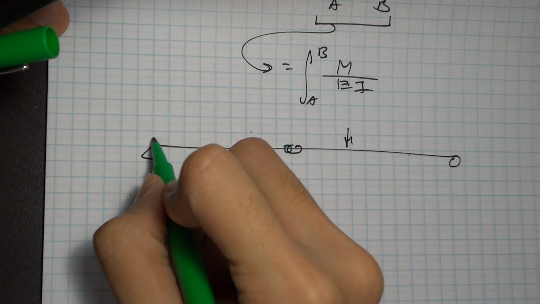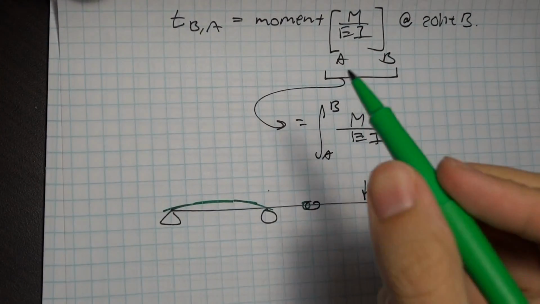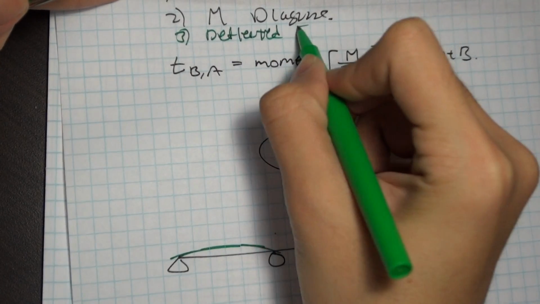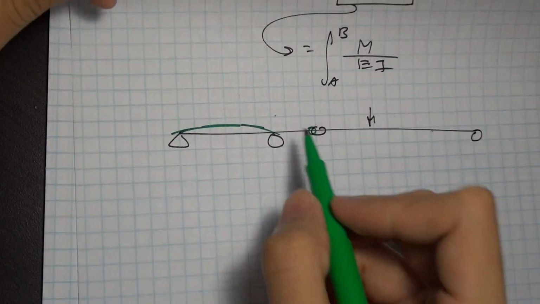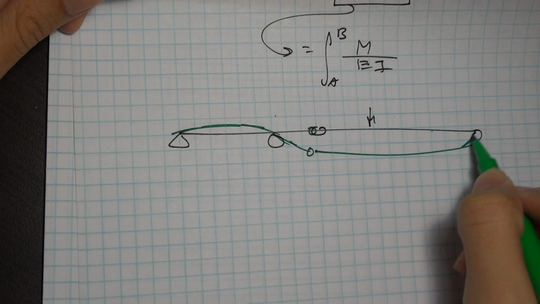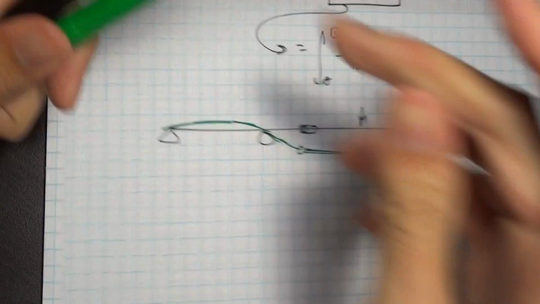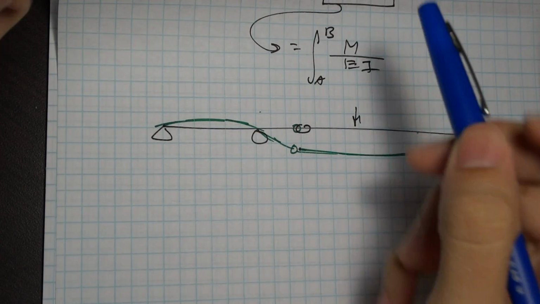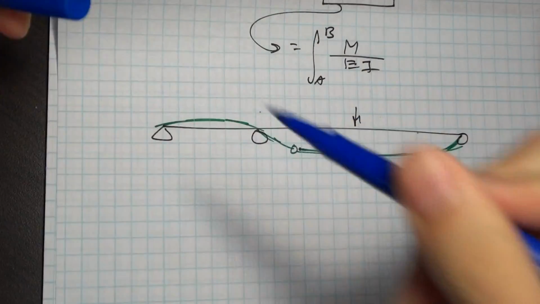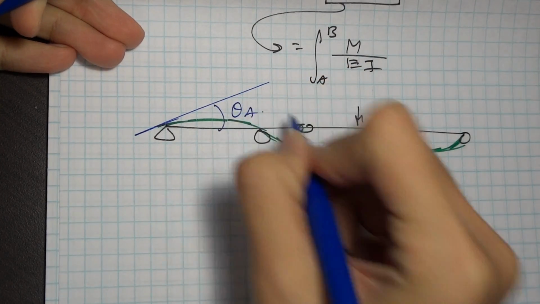I'll sketch the deflected shape for you, just so that that is step 3. Step 3 is to draw a deflected shape. This shape looks something like this. Now we don't know the angle at A. This is the tangent line. We do not know theta A.